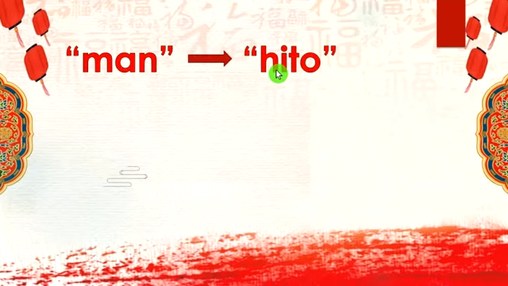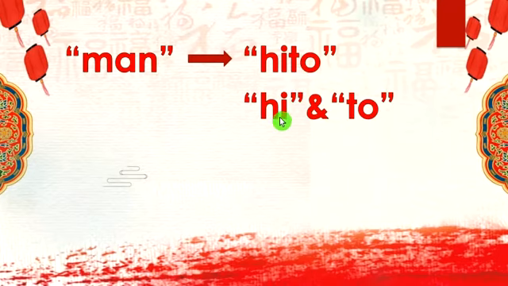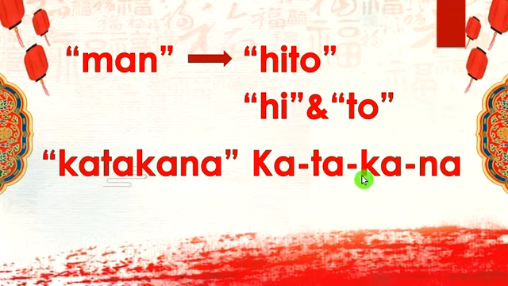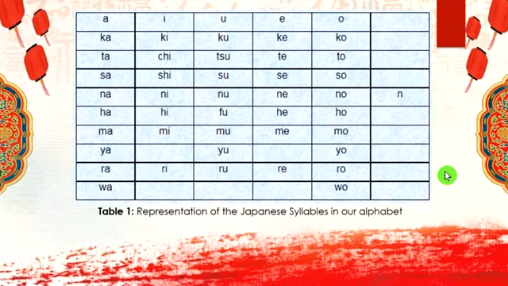So, for example, the word for man is hito, which is a simple combination of hi and to. And the word katakana can readily be broken into 4 syllables, ka-ta-ka-na. So let's go back to Table number 1. It almost makes sense to the Western speaker, but there are a few odd syllables.